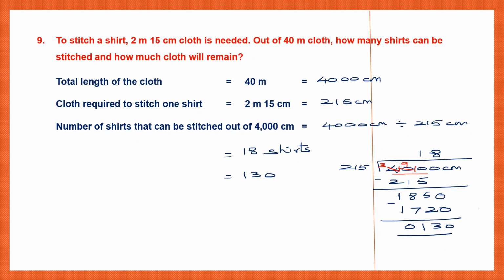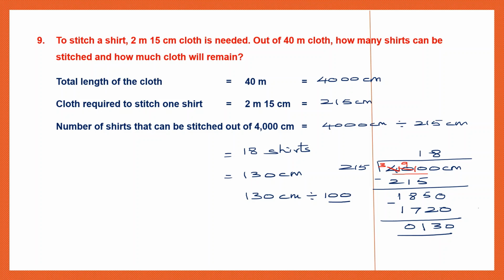Now let's convert this. Now this is in centimeters. Let's convert this back to meter and centimeter. That is 130 centimeters divided by 100. Now why are we dividing by 100? Because 100 centimeters make 1 meter. So now we're going to divide by 100.